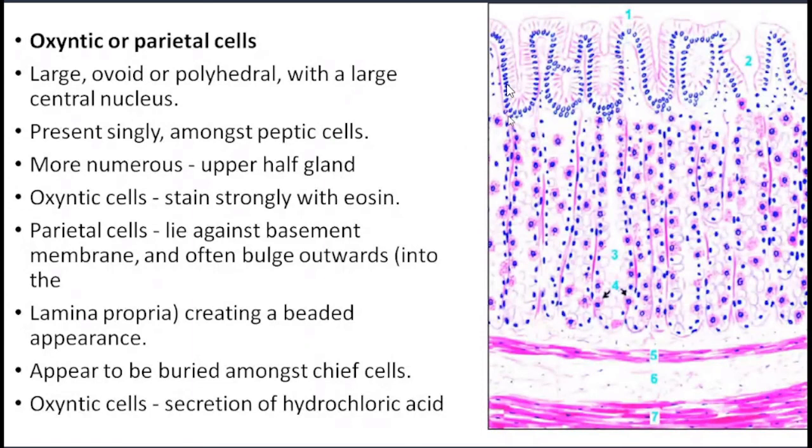So these are the large ovoid polyhedral cells with the large central nucleus. You can see here the mostly large cells, बड़े बड़े cells दिख रहे हैं, centrally placed nucleus दिख रहे हैं. So these are present mostly singly. यहाँ पे you can see single.